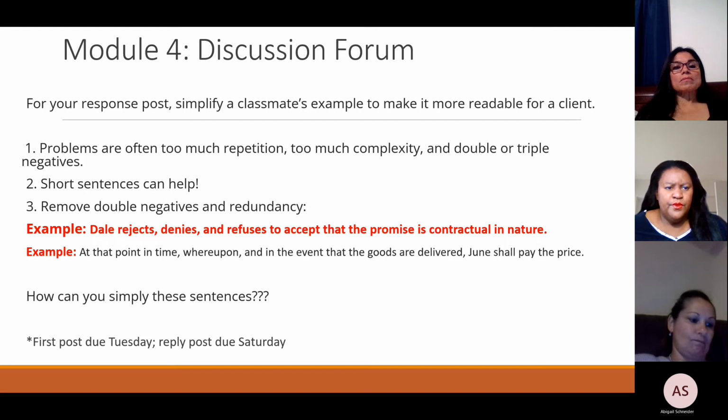Okay, so problems are often too much repetition, too much complexity, and double or triple negatives. Here's an example with a lot of redundancy. Dale rejects, denies, and refuses to accept that the promise is contractual in nature.